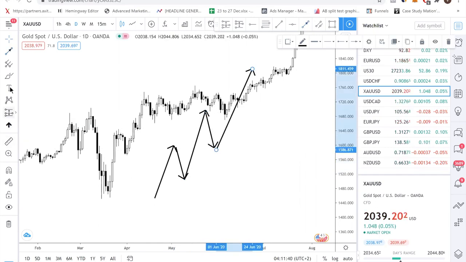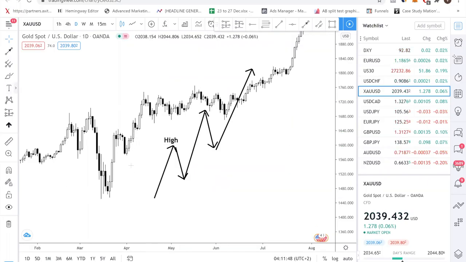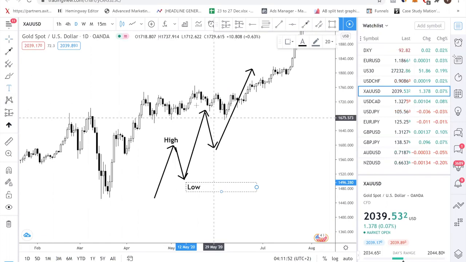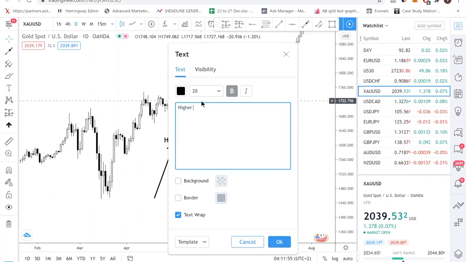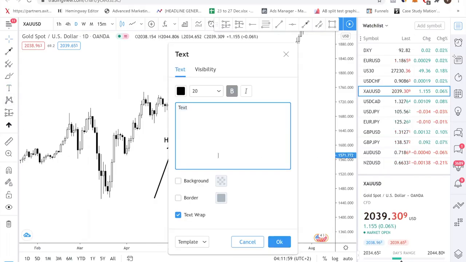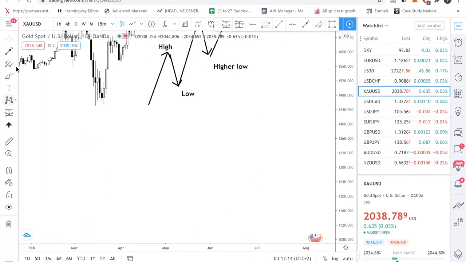So you have a high here, you have a high here, and then you have a low. Let me just draw it for you. You have a low, then you have a higher high, and then you have a higher low. So this is the first kind of market condition that you have. Basically, you are always looking at whether the market is making higher highs and higher lows. If the market is making higher highs and higher lows, then you are in an uptrend. Very simple. The opposite is also true.